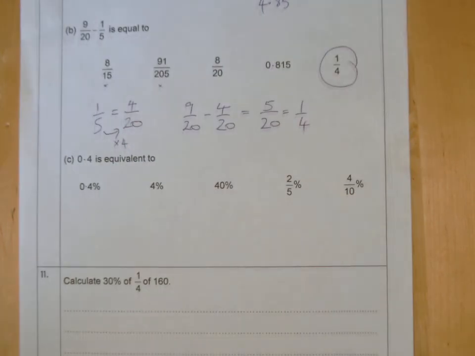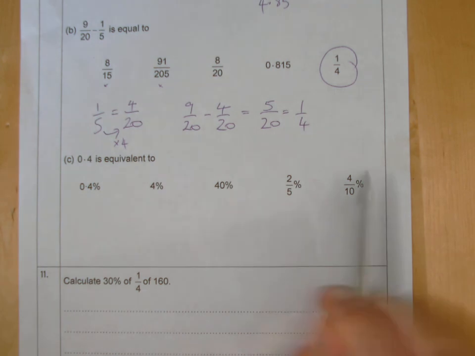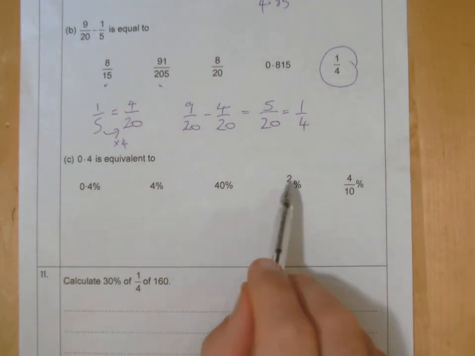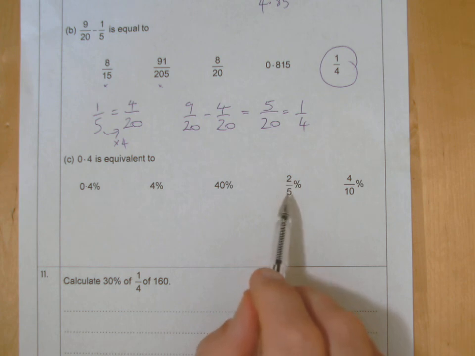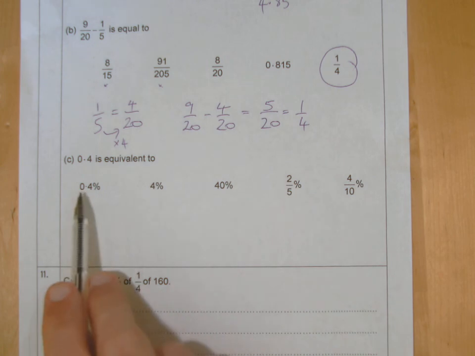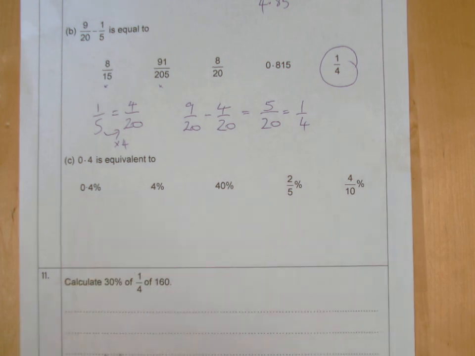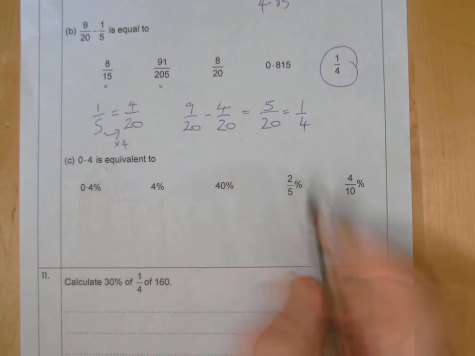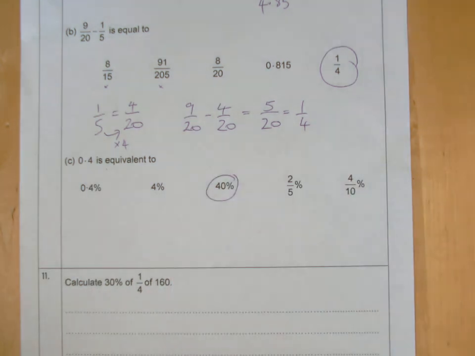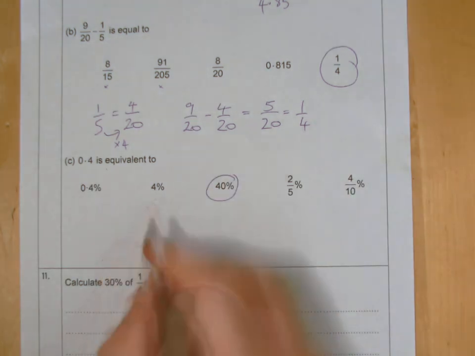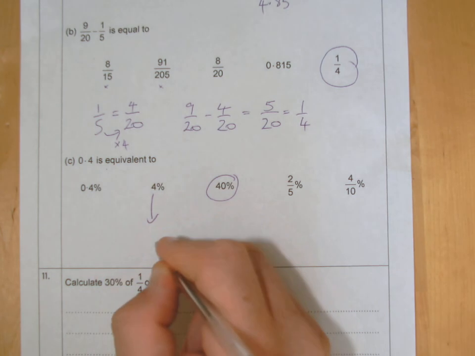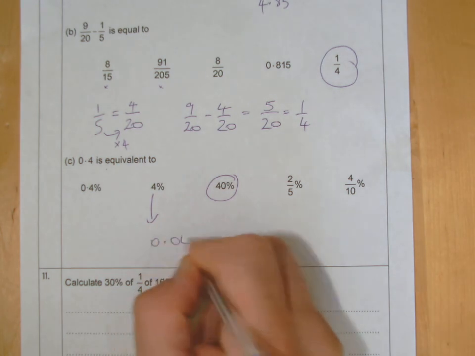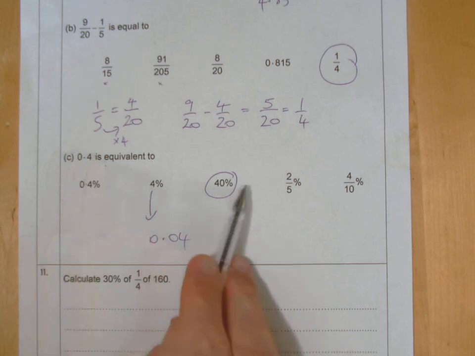Part C then, 0.4 is equivalent to one of these. Now this here is 2/5, which if you think about it, 1/5 is actually 0.2, so 2/5 is 0.4, so these two are the same. So it can't be that. But 0.4, you know, is this. That's what 0.4 is. It's not that, because remember, 4% is 0.04, isn't it? But 0.4 is 40%.